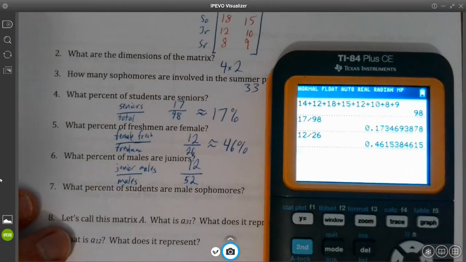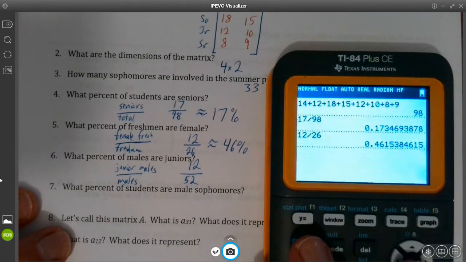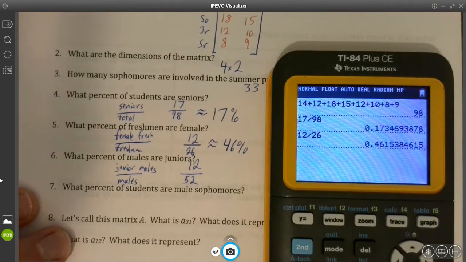It's a terrible glare on this screen, isn't it? Let's turn the brightness down. Oh, that's better. That's much better.